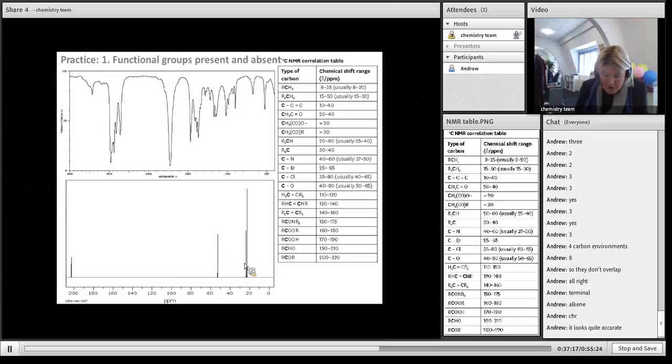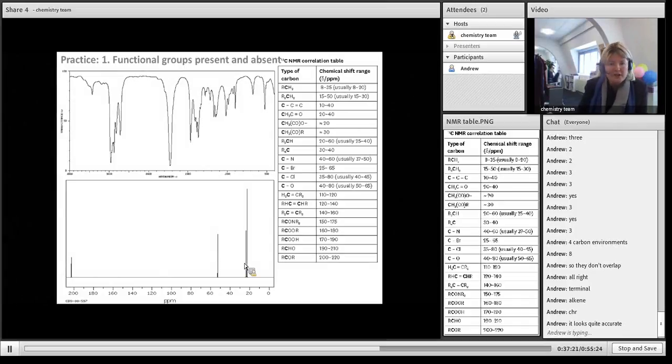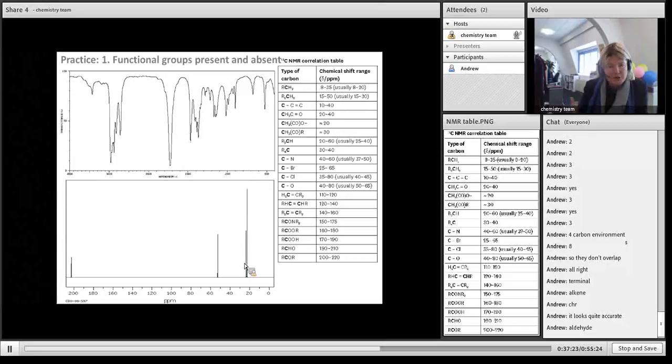Okay, so what I want to do for the remainder of the time, I've got 11 of these, but I don't think we're going to get through all of them. So towards the end, I might just flip through, and if you're looking at the recording, you can pause it. What we want to do now is match what we see in the IR with what we see in the NMR.